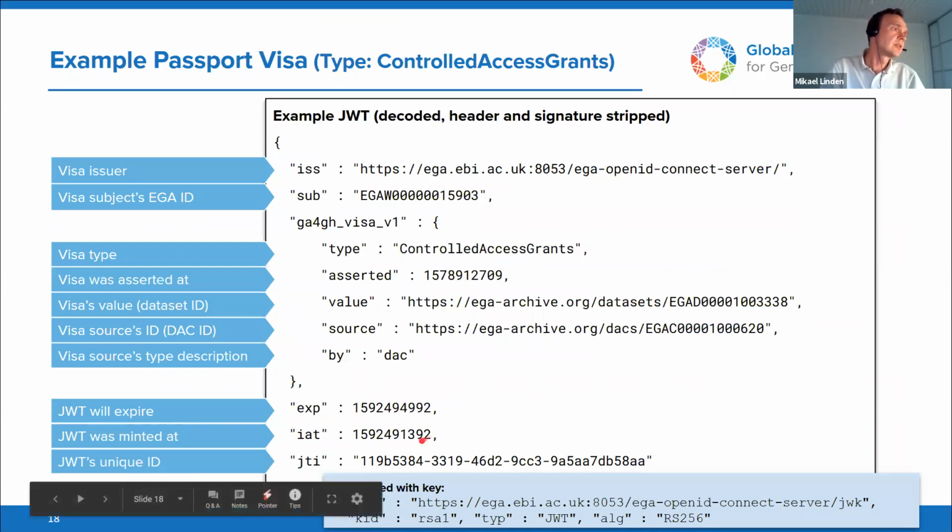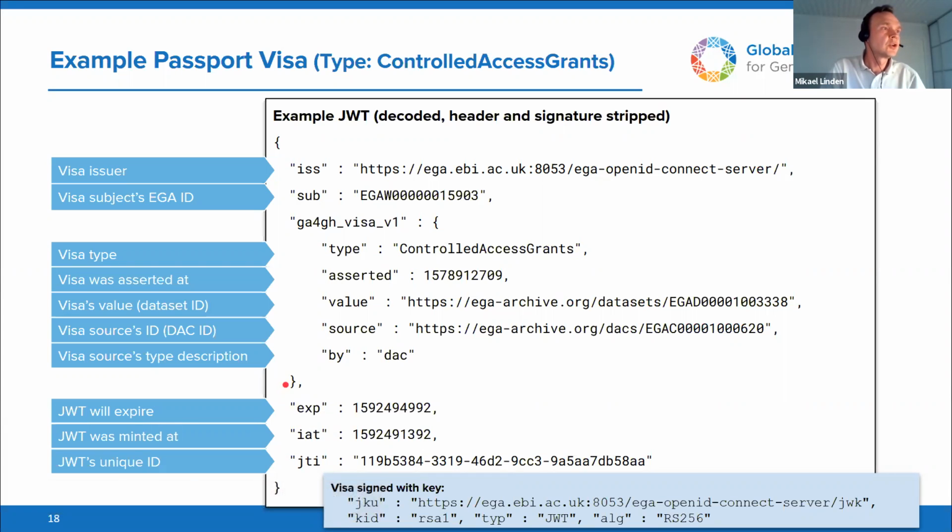So here's just an example of a visa where the JWT is now decoded and the signature and header is dropped. Here is the visa object, so it's a controlled access grant, with the timestamp when it was asserted, and it defines access rights to an EGA dataset. And the source of the visa is the data access committee identified by EGA.